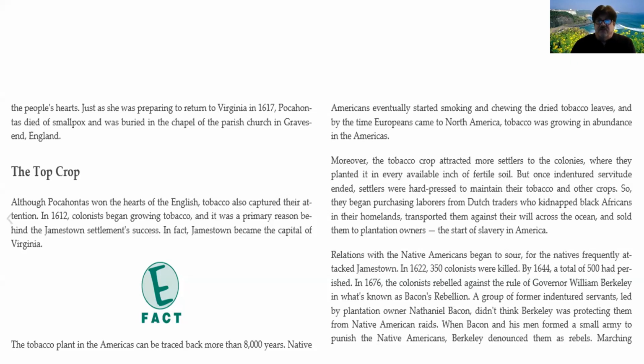Relations with the Native Americans began to sour, for the natives frequently attacked Jamestown. In 1622, 350 colonists were killed. By 1644, a total number of 500 had perished. In 1676, the colonists rebelled against the rule of Governor William Berkeley in what's known as Bacon's Rebellion, you know, bacon and eggs.